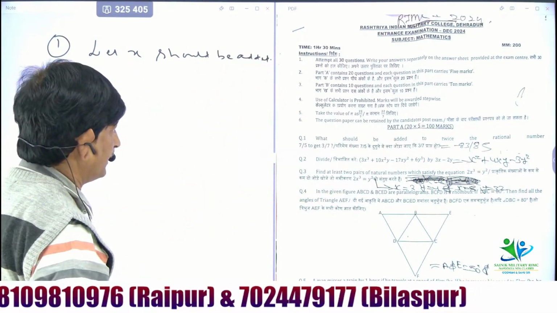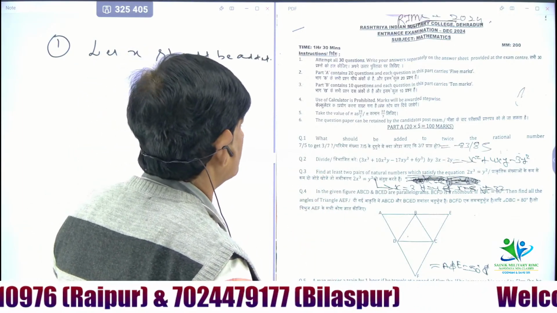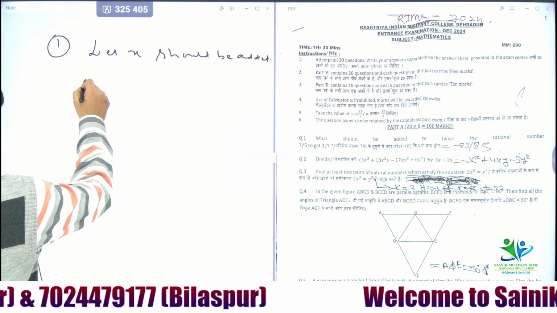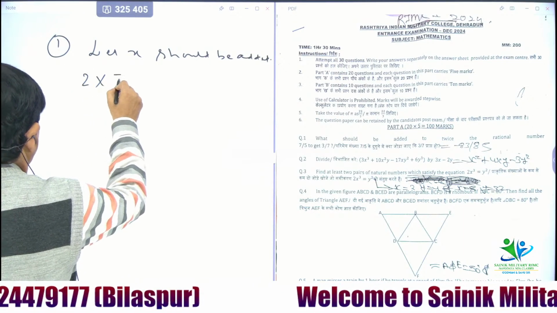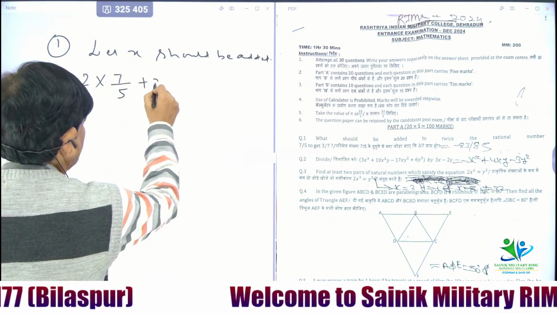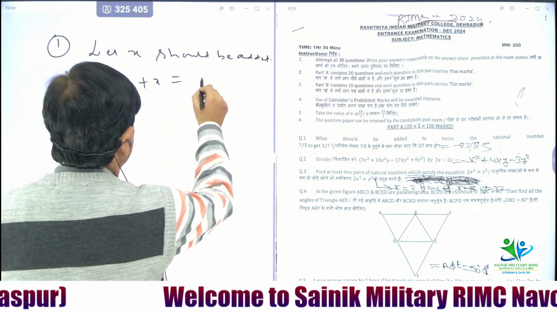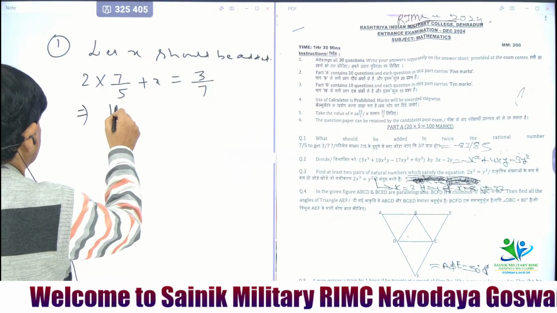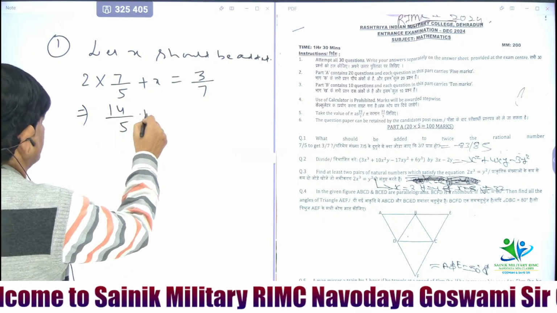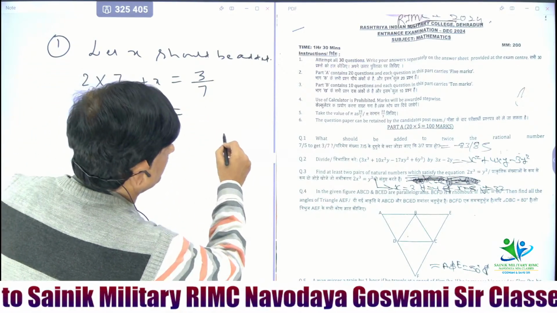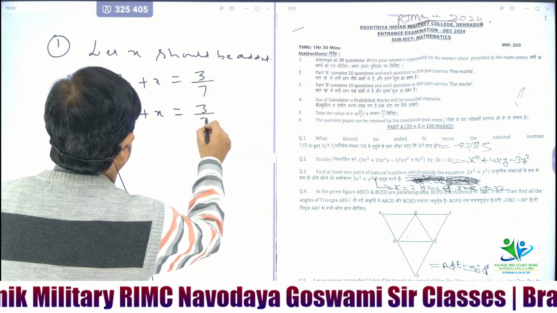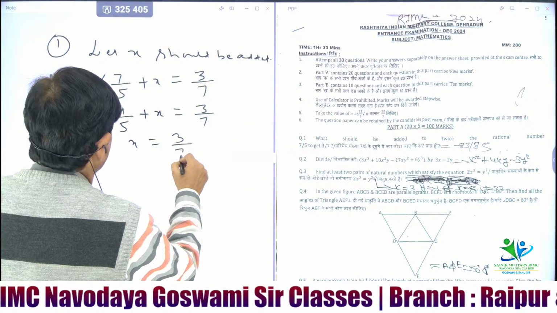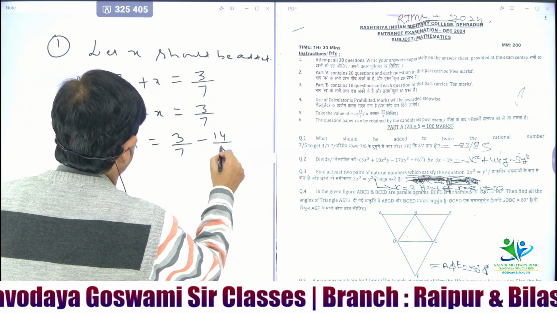And where is it added? It is given that twice the rational number 7 by 5. So, twice of 7 by 5 plus x, and you get 3 by 7. And from here you get an equation that is 14 by 5 plus x is equal to 3 by 7. And you get the value of x from here, 3 by 7 minus 14 by 5.